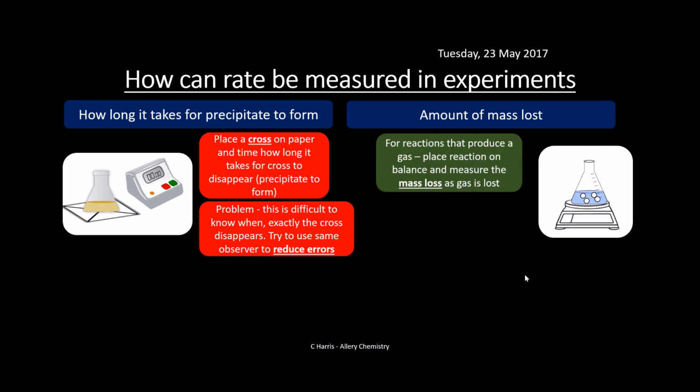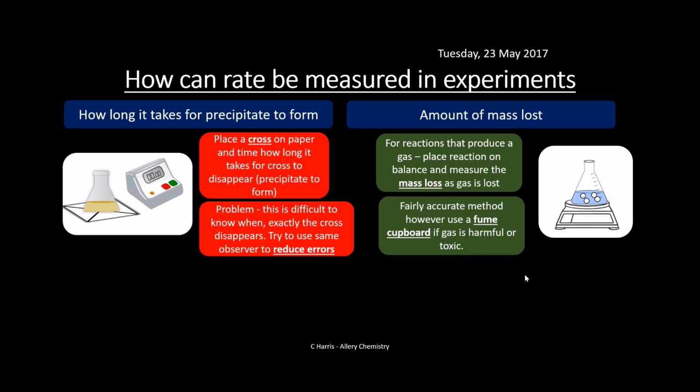Another one we can do is using mass loss. If we're producing a gas, this is really useful. All we do is take our flask, put it on a top pan balance, and measure the mass loss of the reaction. It's a fairly accurate method. However, we've got to use a fume cupboard if the gas produced is toxic. You don't want to be breathing this stuff in, so there obviously are limitations to it.